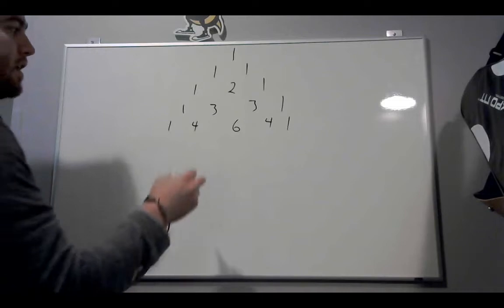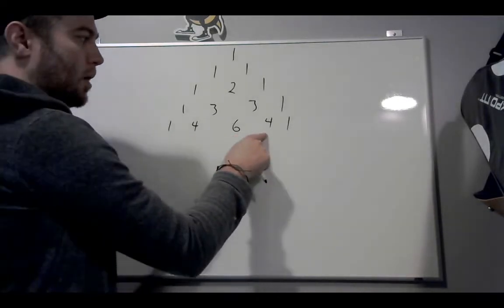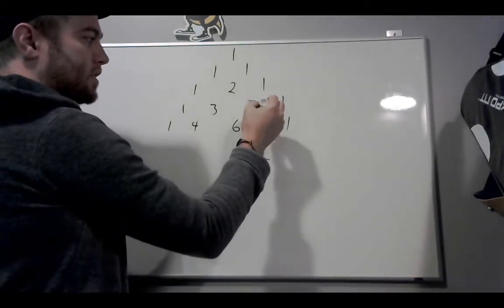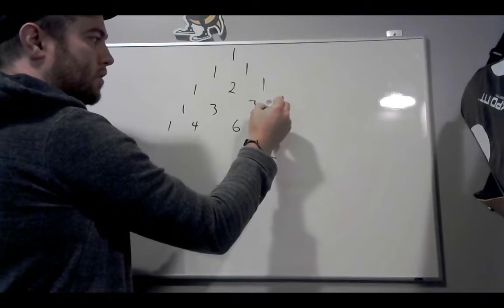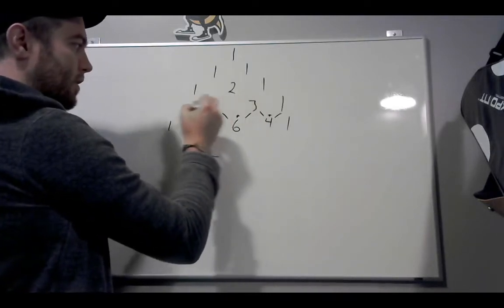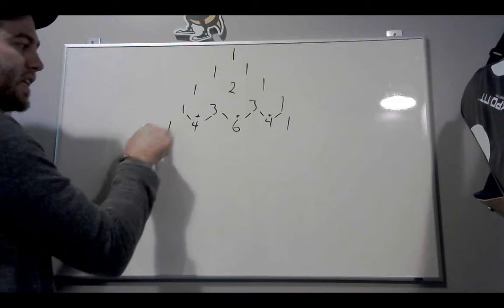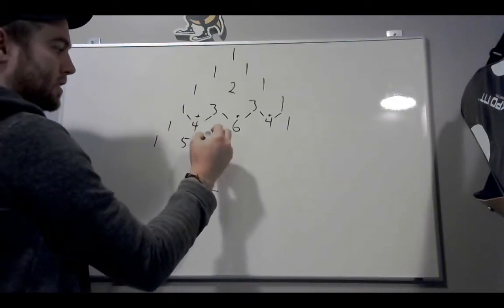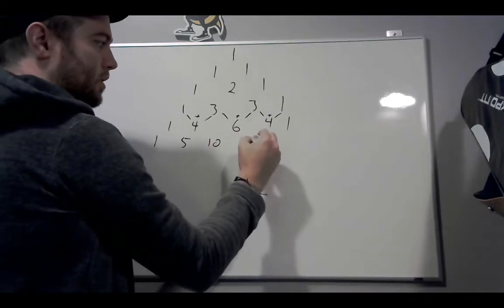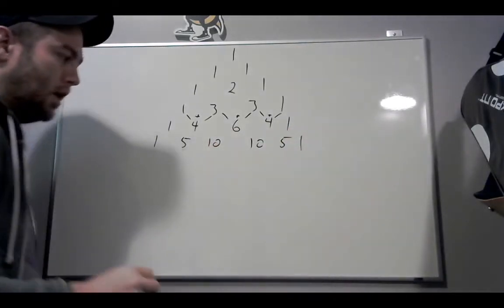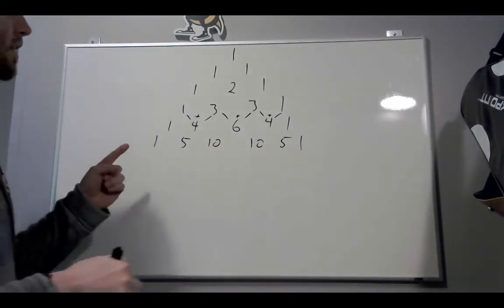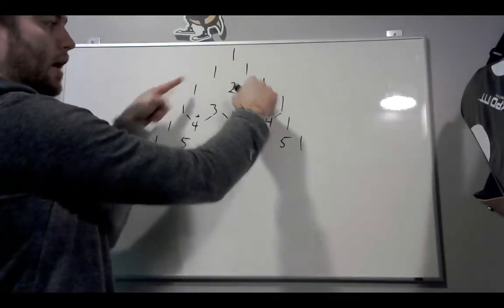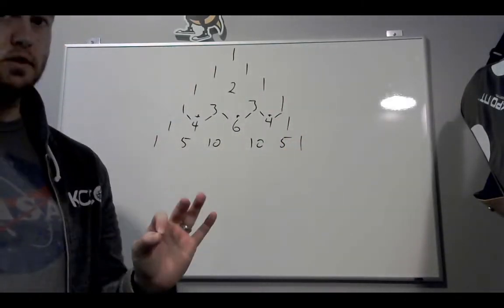The pattern is that the new numbers at the bottom are the sums of the diagonals above it. So we can continue this pattern. We would have 1 plus 4 is 5, 4 plus 6 is 10, 6 plus 4 is 10, 5, and 1. So an important thing for Pascal's triangle is that the outsides are always going to be 1s.